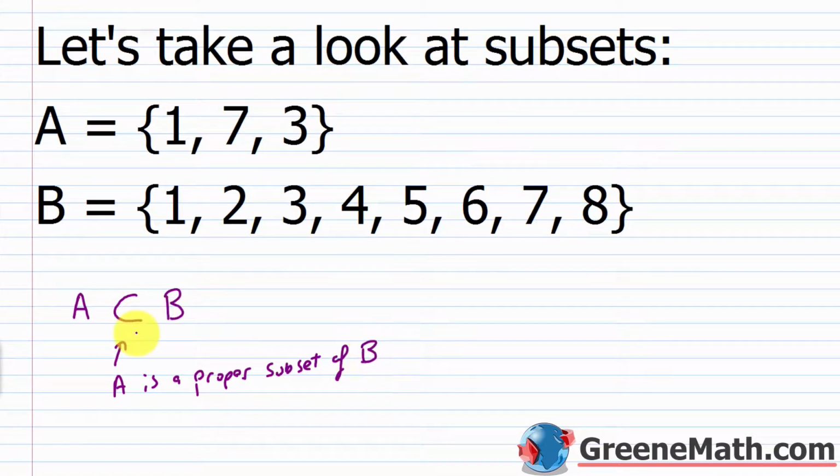A lot of times this gets confusing because you have A and you have B, and this kind of looks like a C. So let me make it a little longer. I'll also do it in a different color. So it kind of looks like a C. But that is the symbol for is a proper subset of. Again, if you look at B, it's got 1, it's got 7, and it's got 3.